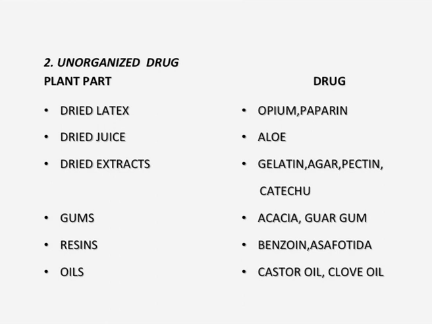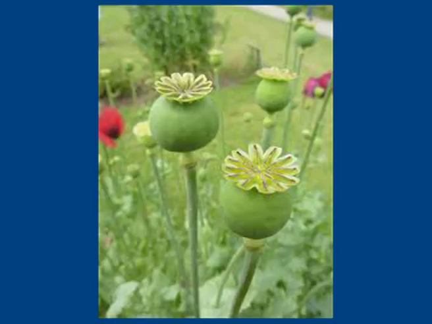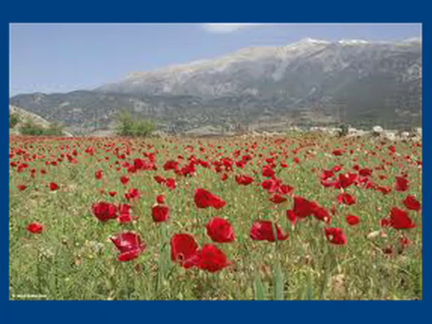The exudates of a plant come under the unorganized drugs. These are latex, juices, extracts, gums, resins and oils. Latex of opium and piperine is used as a drug. Gums of acacia, resins of asafoetida, and oils of castor and clove are being used as drugs.